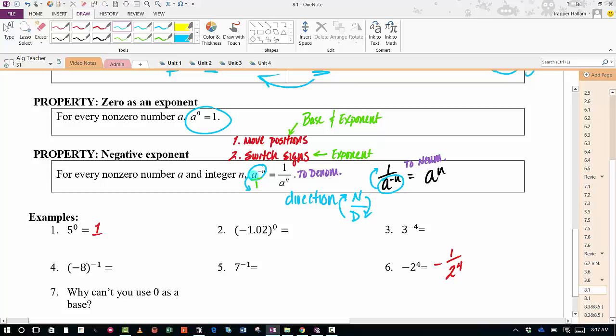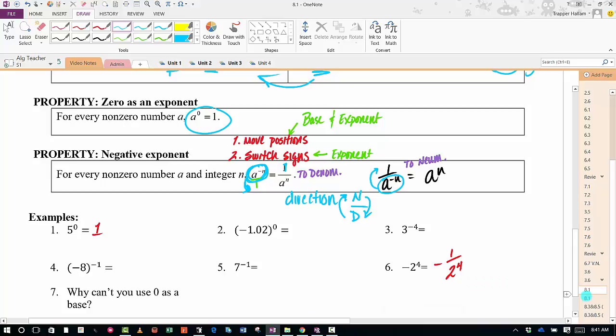So if I have a base with a negative exponent, I'm going to take its base and its exponent, and I'm going to move it. And you'll see me do this circle and arrow thing quite a bit. If it's in the numerator, I move it to the denominator. Well, we need a placeholder. So 1 will stay in the numerator, and that whole base and exponent move to the denominator.